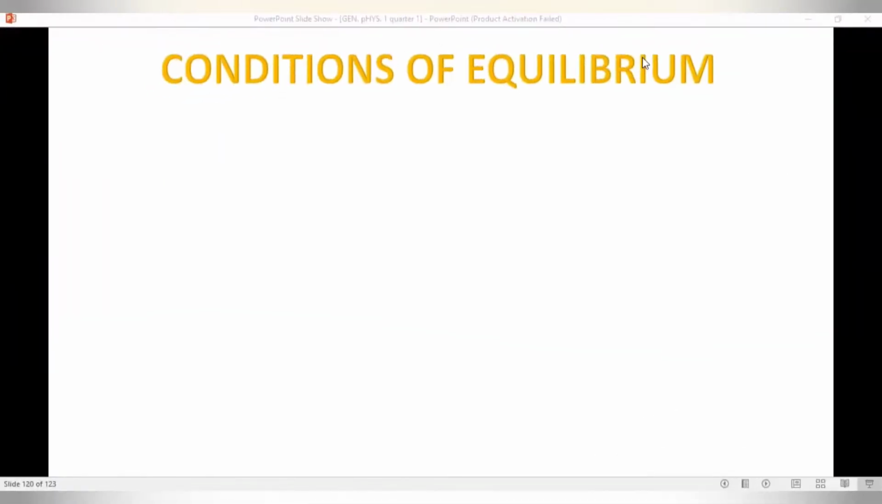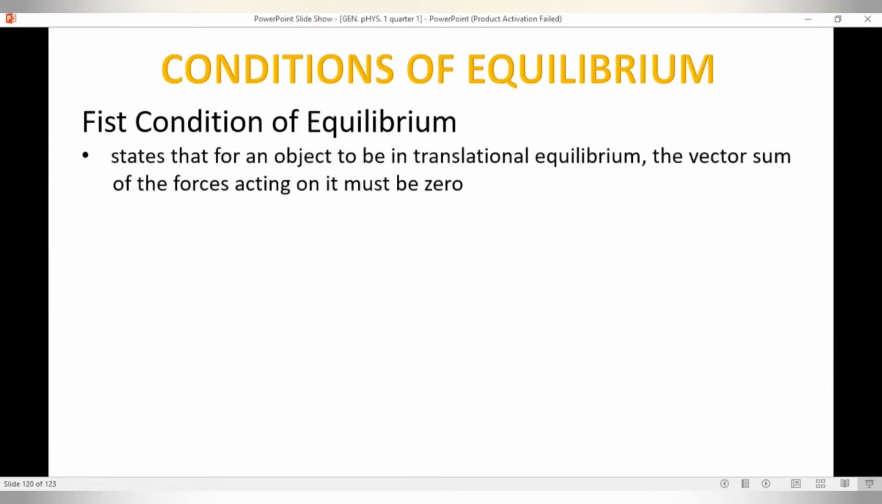For today's video, pag-uusapan natin yung conditions of equilibrium. The first condition of equilibrium states that for an object to be in translational equilibrium, the vector sum of the forces acting on it must be zero. So, ibig sabihin, our first condition of equilibrium is translational equilibrium.